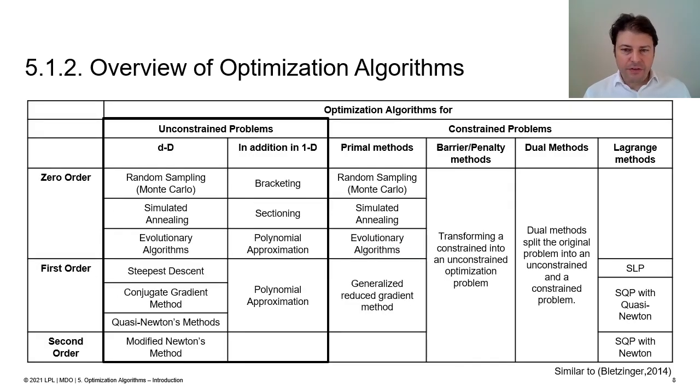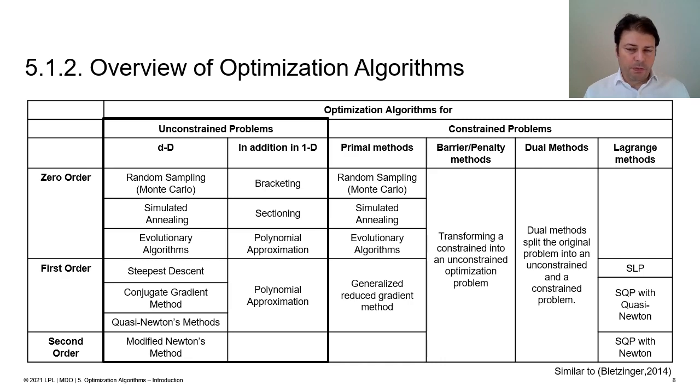So finally, the third way to categorize optimization algorithms, and that's the way we will be using for the next two lectures. We distinguish first by whether or not an optimization algorithm treats unconstrained or constrained problems. Today we will cover those that treat unconstrained problems.